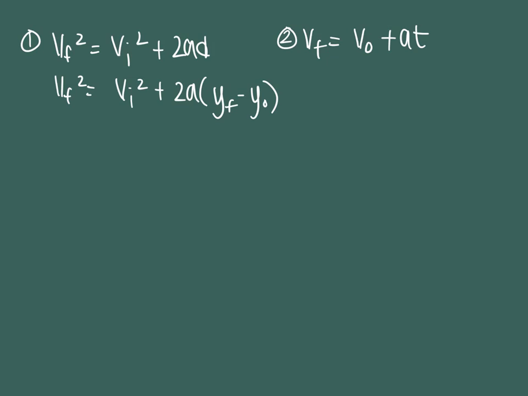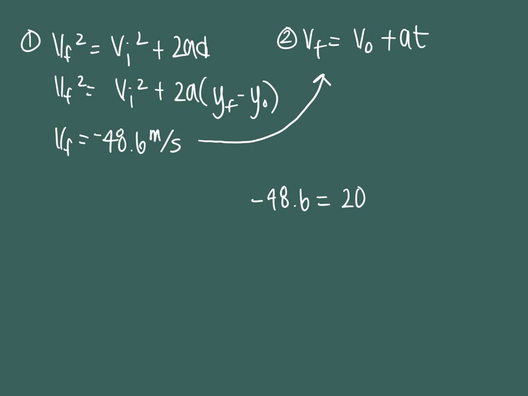Well, each are very important because the first one, as you can tell, we can use the knowns given, put those values in, and we can solve for the v final, which comes out to be negative 48.6 meters per second. And then knowing that, we can find the time by plugging it in here. So negative 48.6 equals 20 plus negative 9.8 t.